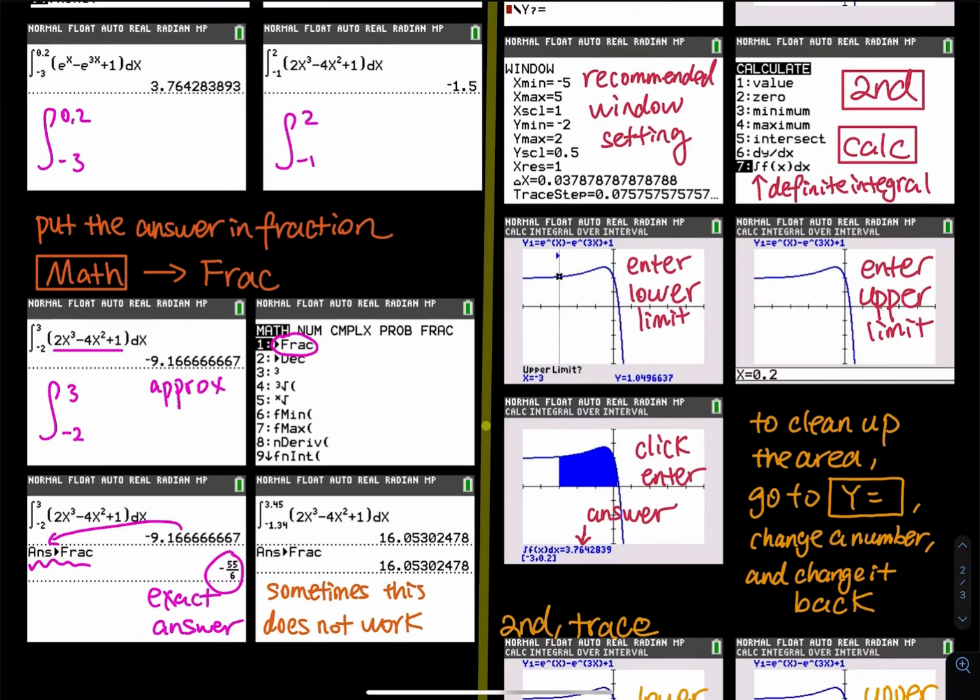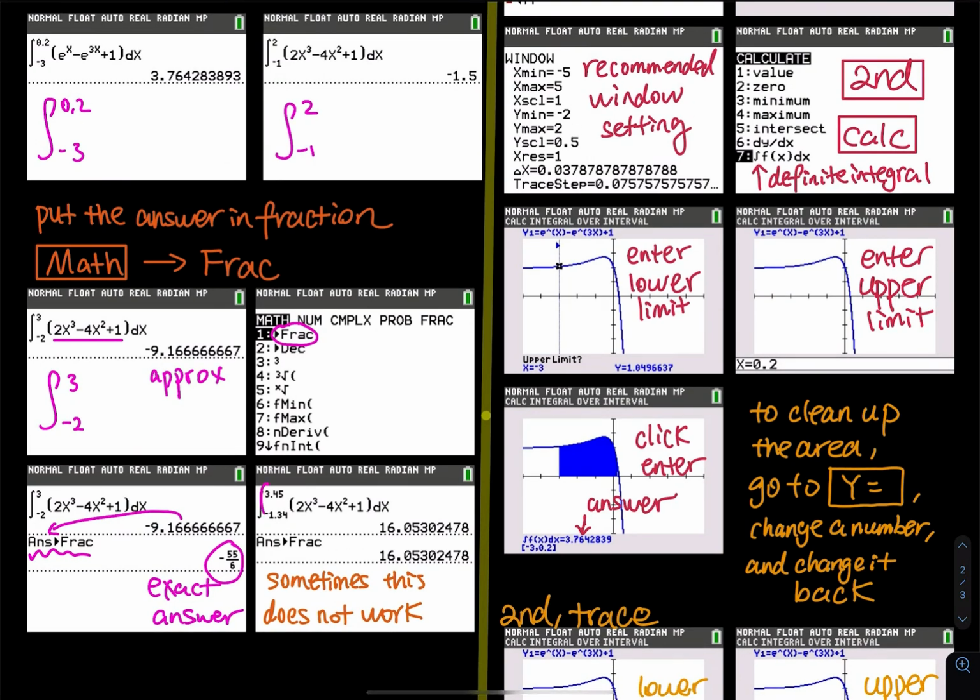The answer is no. If you pick real numbers for the upper and lower limits, like 3.45 and -1.34, at the end of the day you will get an approximation, and when you try to put the answer in fraction, it will just show you the same thing. That means it is impossible to put this answer in fractions. That is not hard to figure out, right? You plug 3.45 into x and multiply that by a fraction. In this case, I don't think you will get a fraction. That's why this time the calculator is not able to give you a fraction.